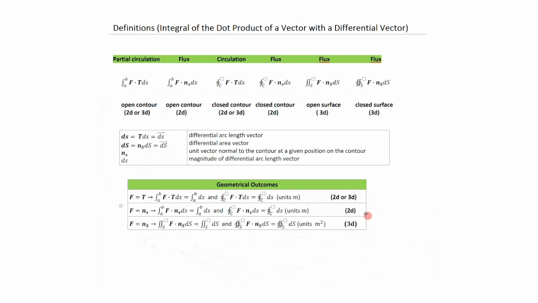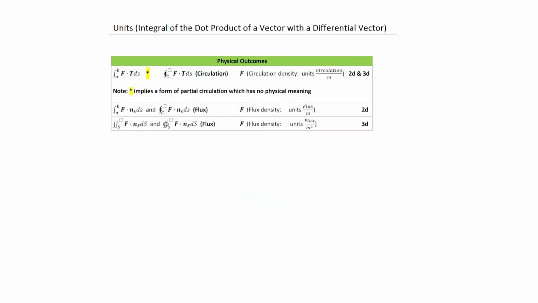But when we're dealing with 2D and we're looking at flux, the flux formulation, or basically integrating, letting F be n ds, then this can only apply in the 2D case. All right, let's look at it in terms of physical outputs. Let's say F represents something in particular.